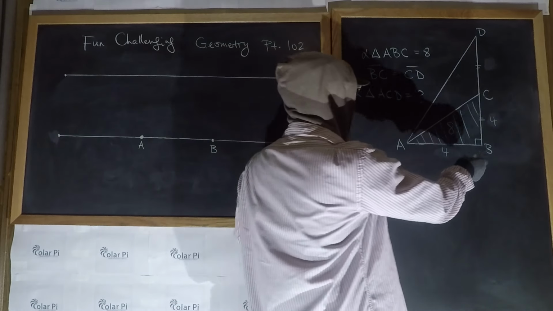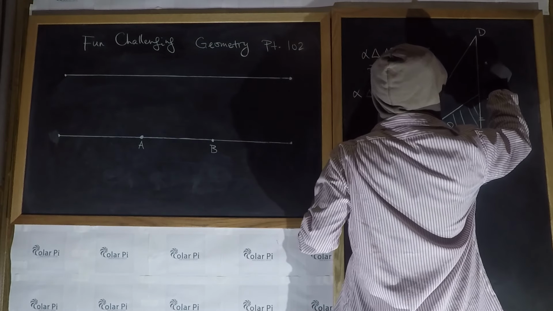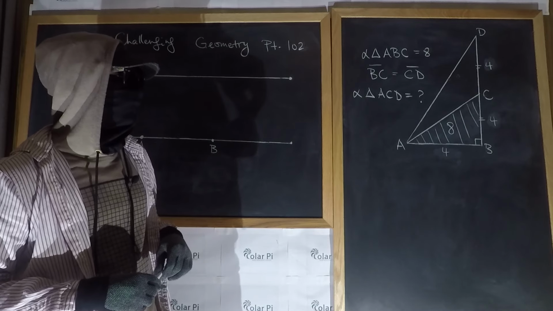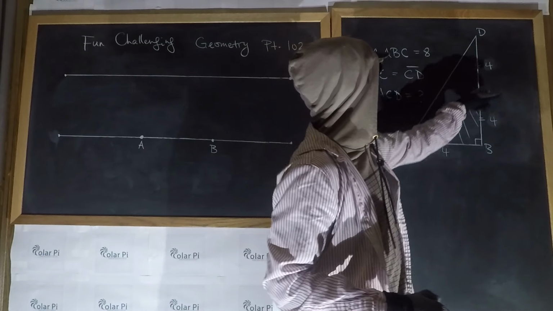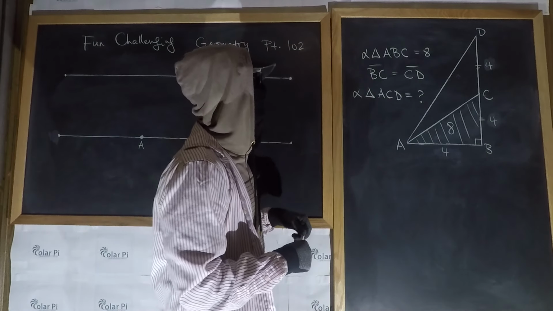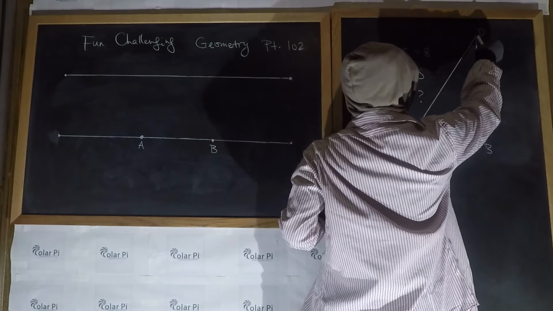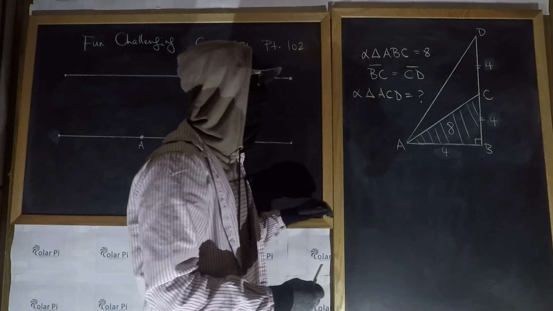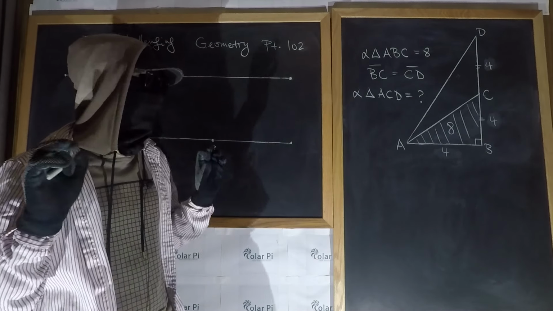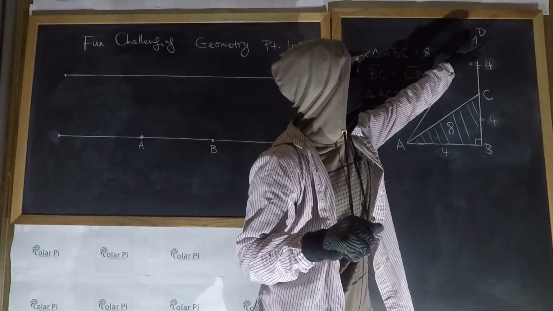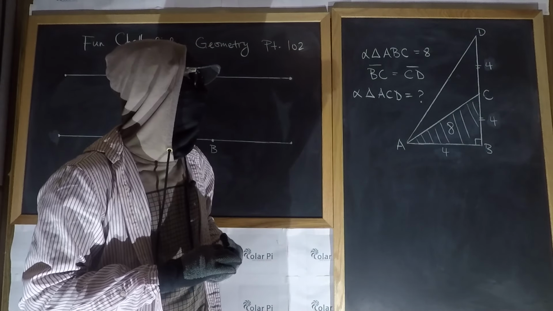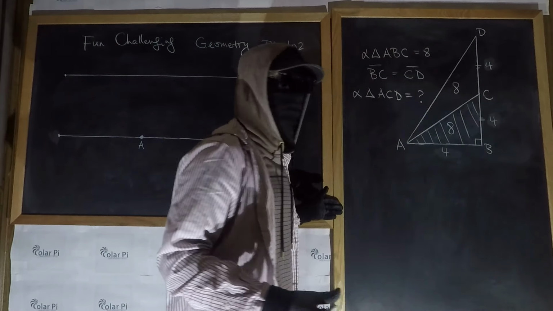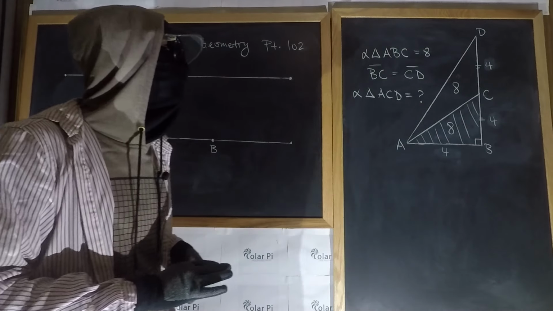But then because we know that BC is equal to CD, it means that CD is also 4, right? Now, for triangle ACD, what we can do is use CD as the base and then use AB as an external altitude. We can think of AB as an external altitude for this triangle that's unshaded. And so then its area is also going to be 8. So that's the cheap way to solve the problem.